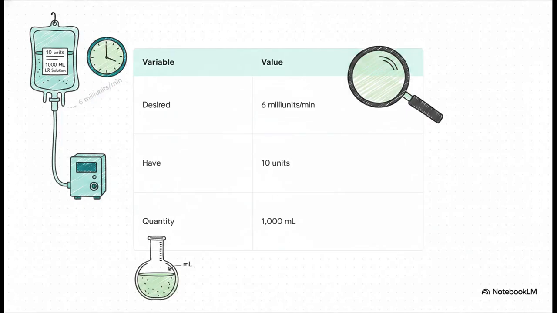Moving right along to section 2, scenario 1, calculating mL per hour. Picture this. You've got a patient who needs to receive Pitocin at 6 milliunits per minute. We just need to extract the right data and plug it into our formula variables. Your desired dose? That's 6 milliunits per minute. You check your supply bag and it reads 10 units. So there's your have dose. And that medication is all mixed up into 1,000 mLs of lactated Ringer solution, making 1,000 mL our quantity.